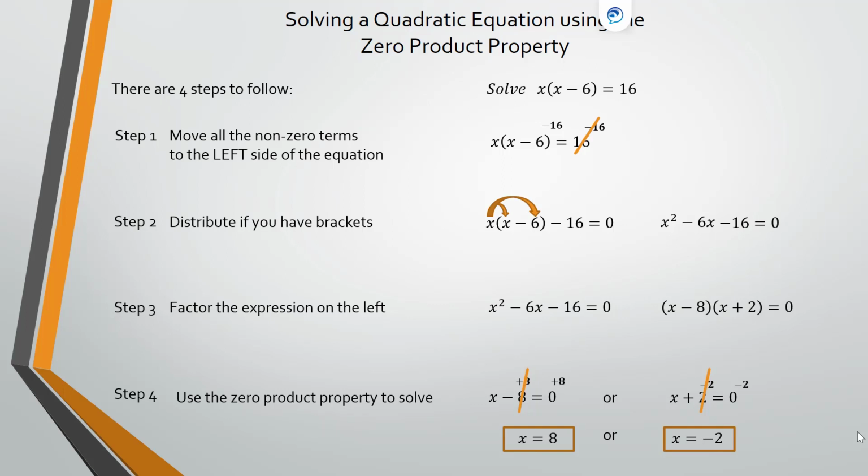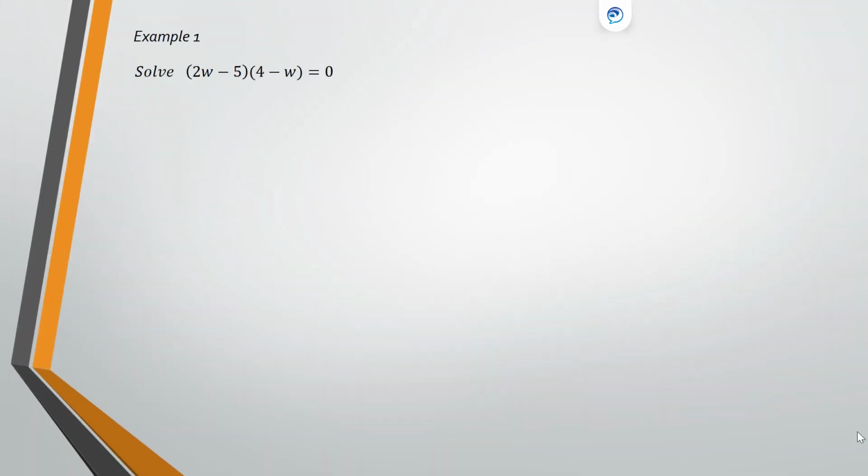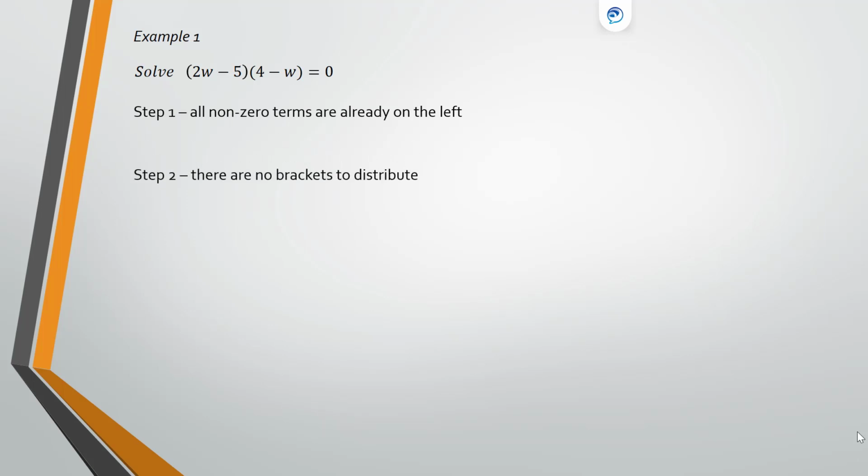So now we've learnt these steps, we're going to apply them to 3 different examples. So here's the first example. Solve (2w minus 5)(4 minus w) equals 0. Okay, step 1. We need to move all the non-zero terms to the left side. Well, this equation is equal to 0, so we do not have any non-zero terms to move. So step 1 is finished. Step 2, are there any brackets to distribute?